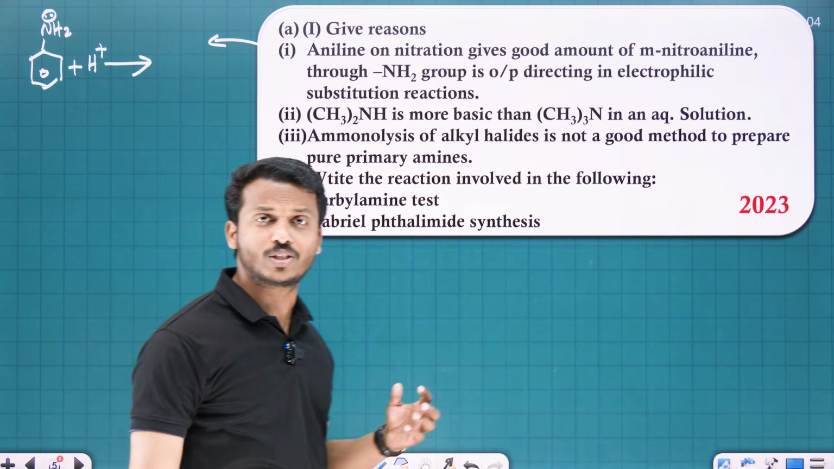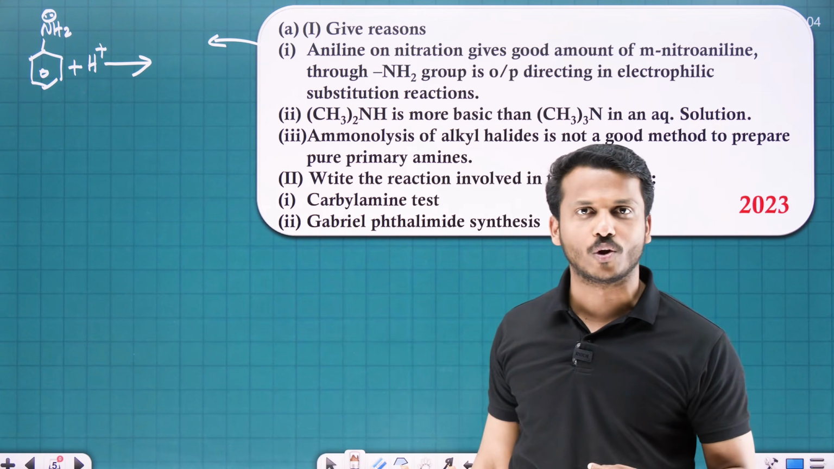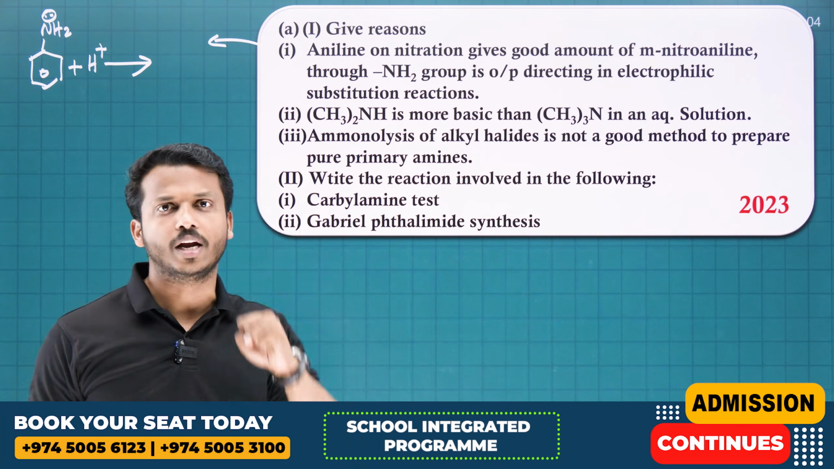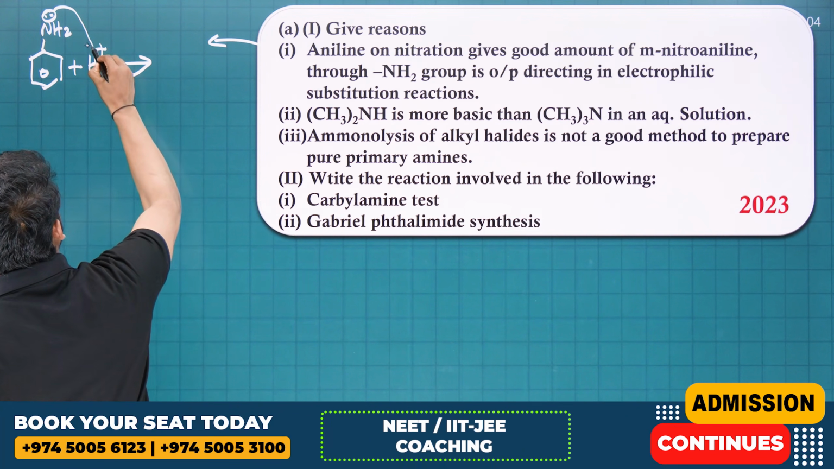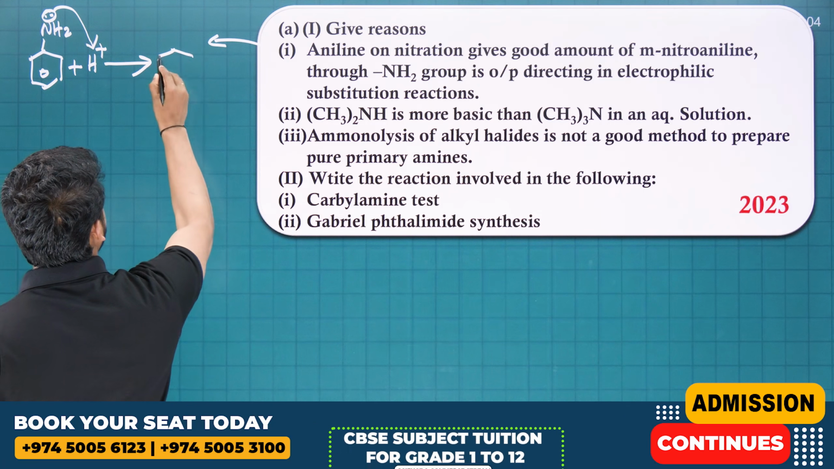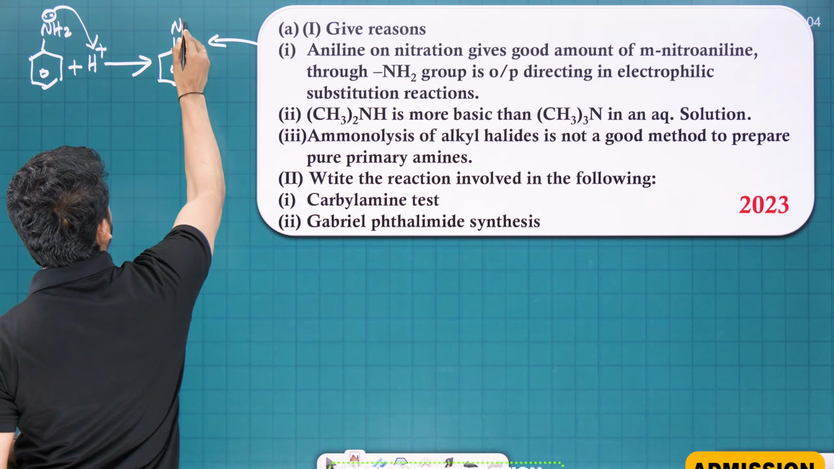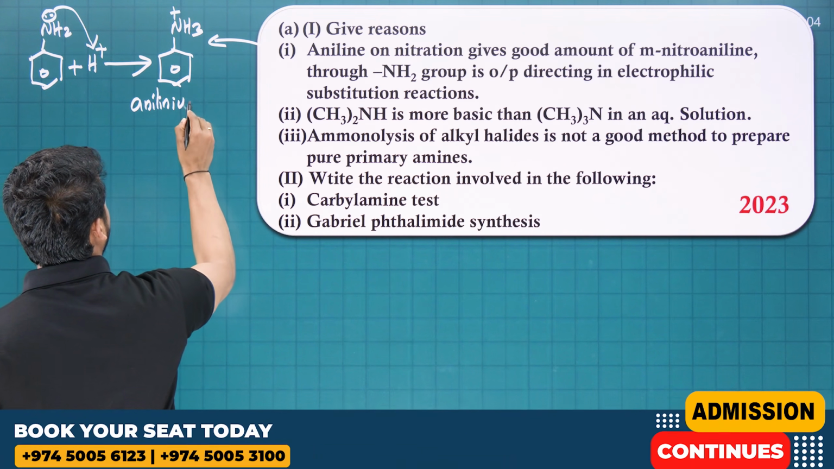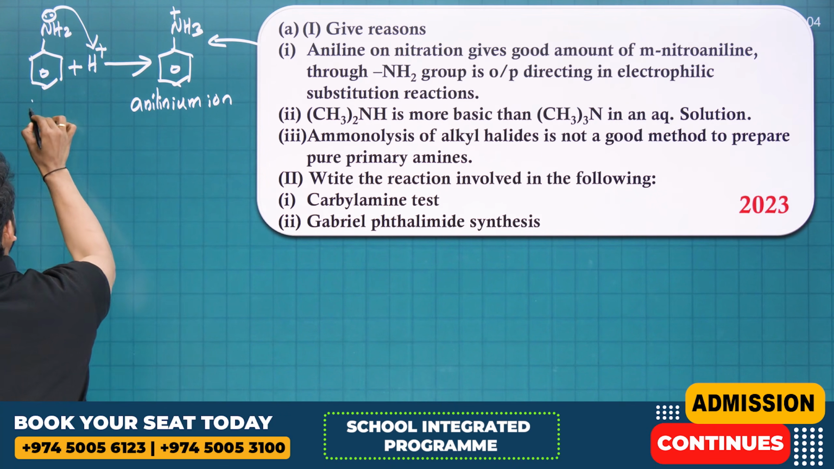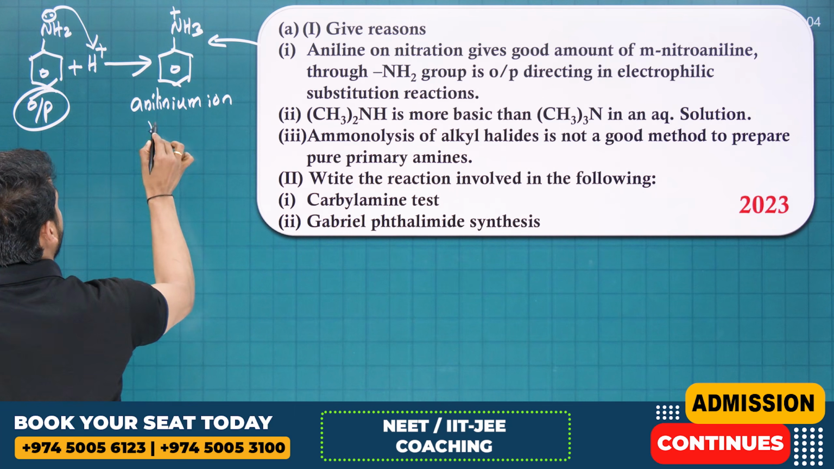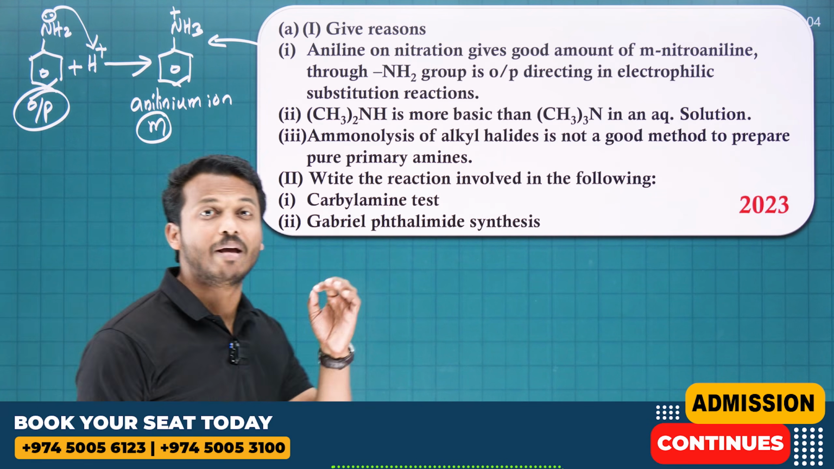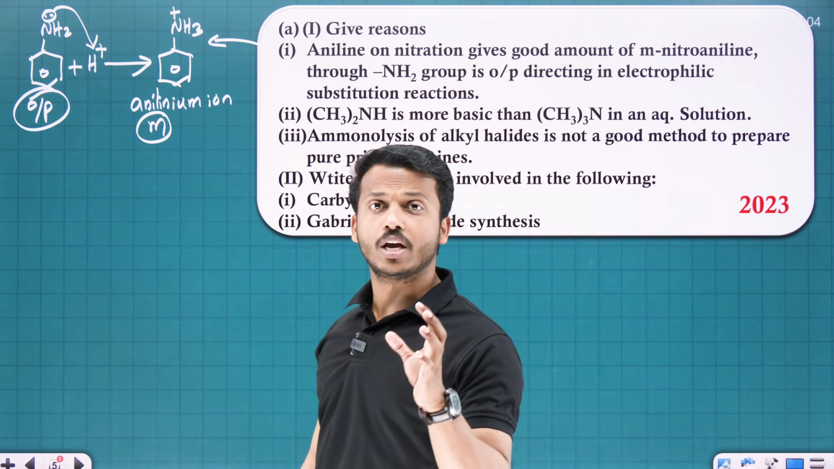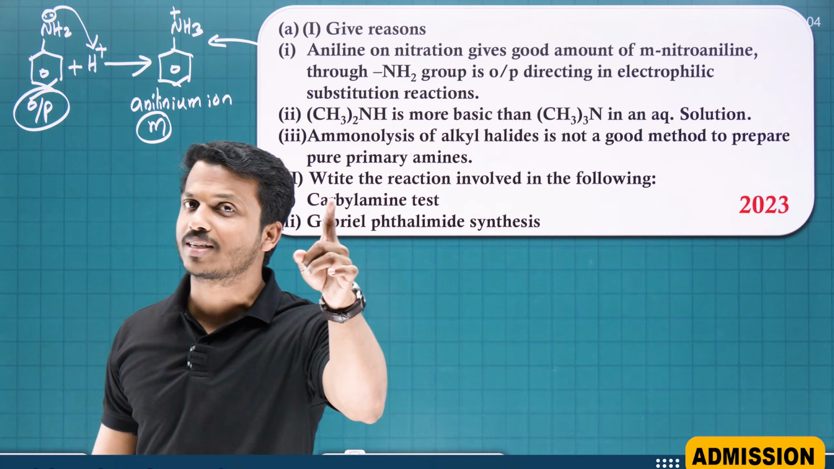What is the reagent we are using in nitration? Concentrated HNO3 and concentrated H2SO4. So when aniline reacts with the acidic medium, it forms a salt, right? What is the salt? NH2 becomes NH3+. What is this compound called? Anilinium ion. We know aniline is an ortho-para directing group, whereas anilinium ion is a meta-directing group. Because of the formation of anilinium ion, it gives you a substantial amount of meta product also.